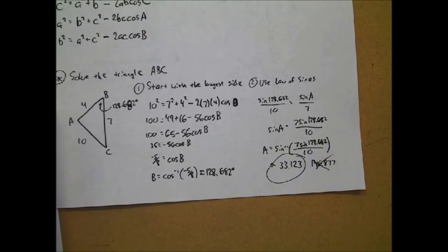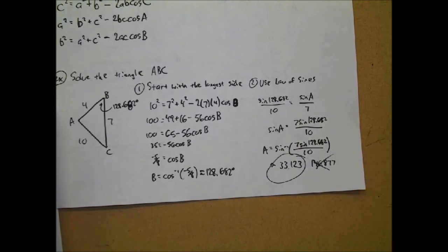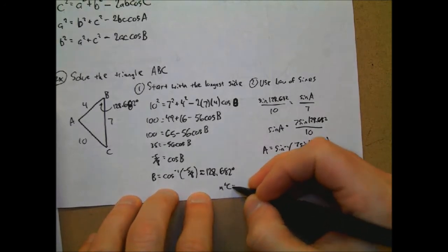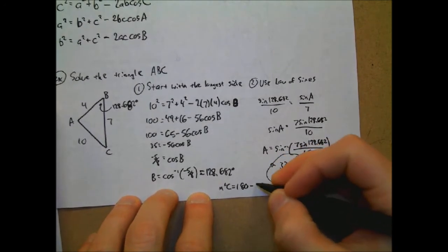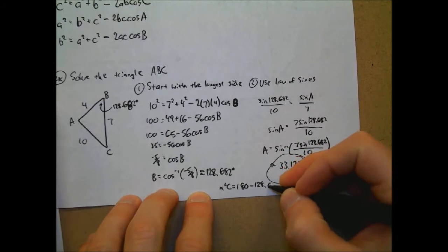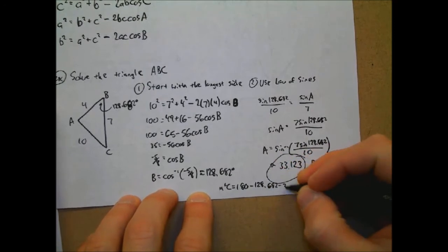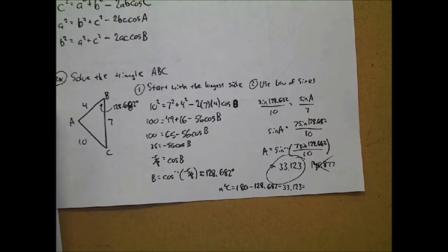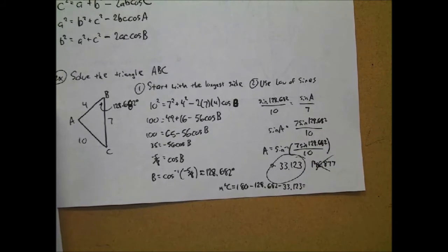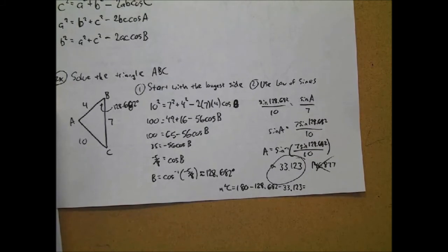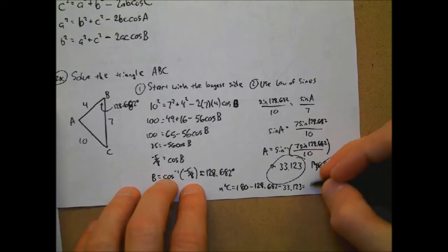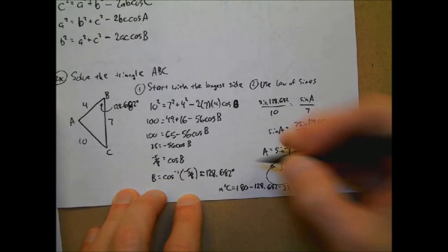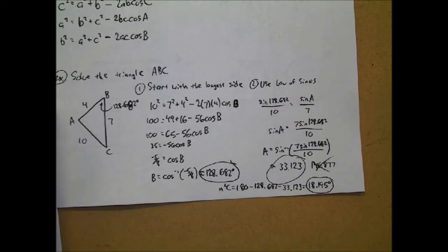Okay? And then we can find angle C by doing 180 minus 128.682 minus 33.123. Okay, and that's 18.195 degrees. Okay, and so there's all of our missing pieces.